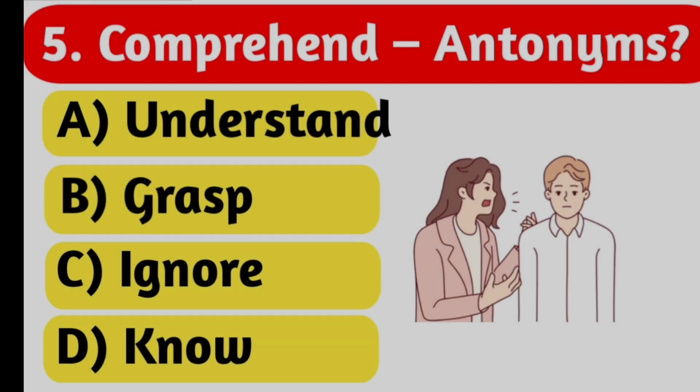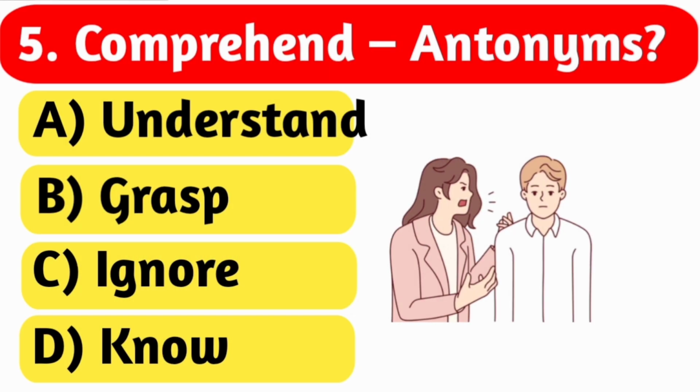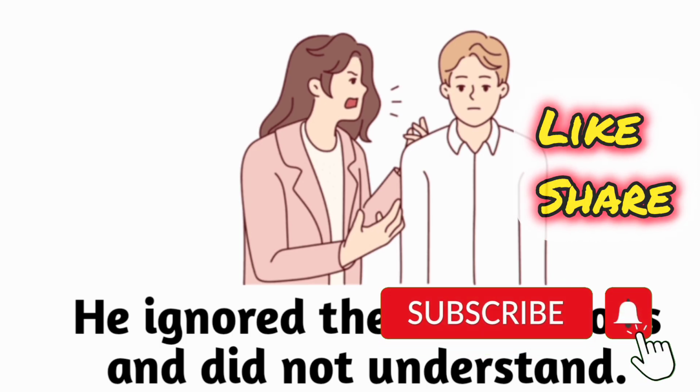Your fifth question is comprehend antonyms. Your options are A. Understand, B. Grasp, C. Ignore, D. Know. Your correct answer is option C. Ignore. He ignored the instructions and did not understand.